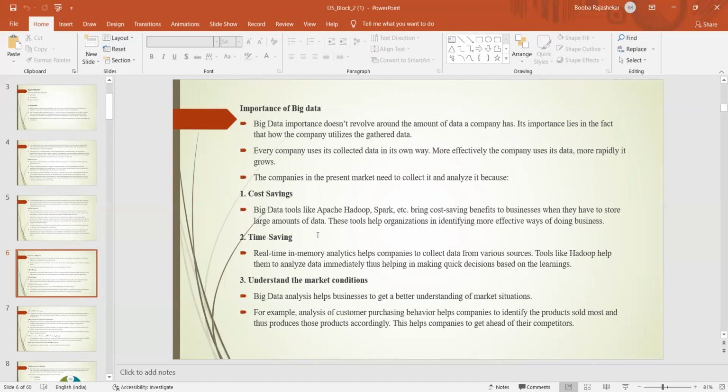The third one is understanding the market conditions. Big data analysis helps the business get a better understanding of market situations. For example, analysis of customer purchasing behavior helps the company identify the products sold the most and thus plan for those products accordingly. It helps the company get ahead of its competitors.